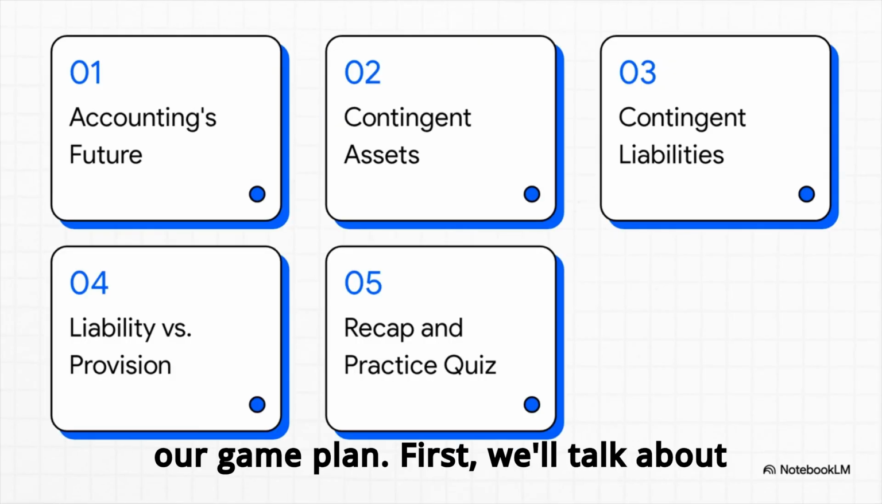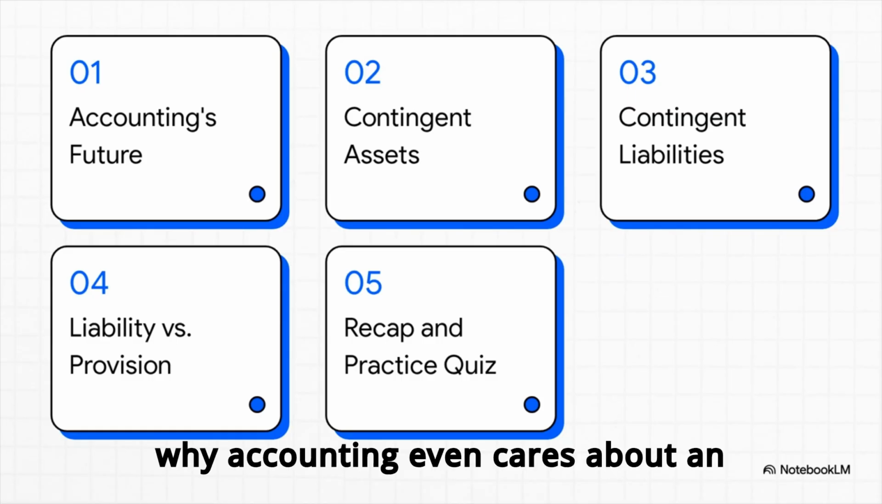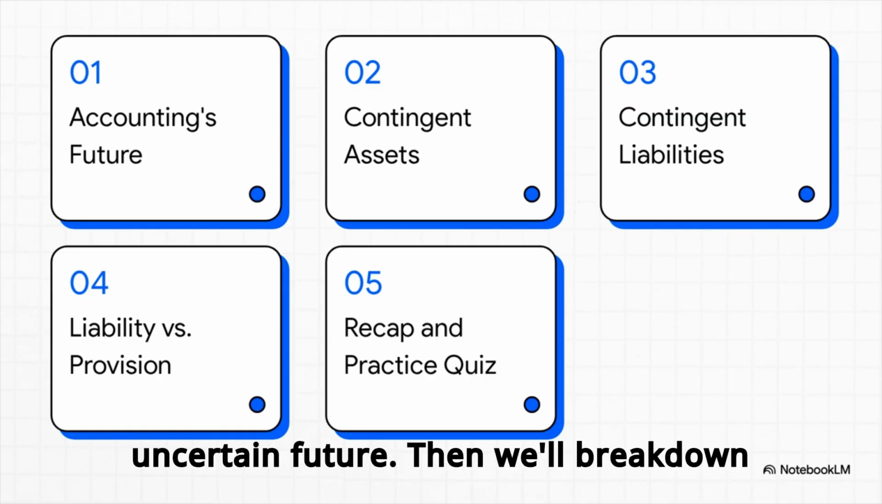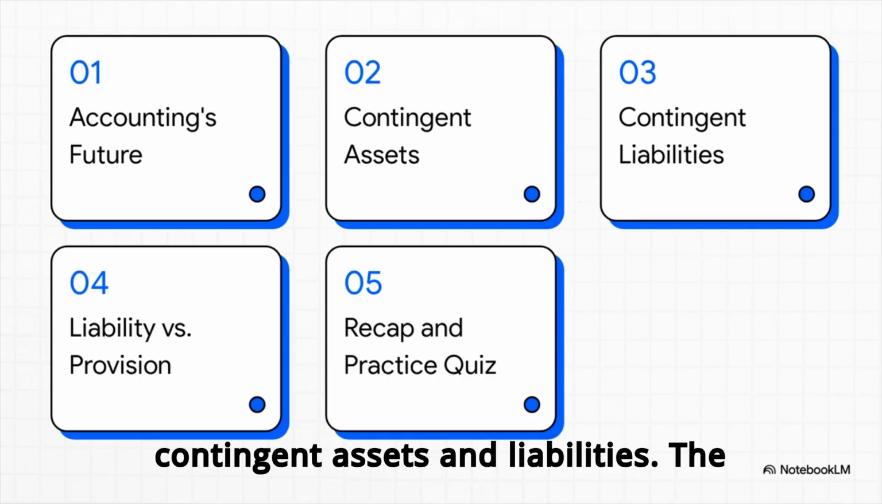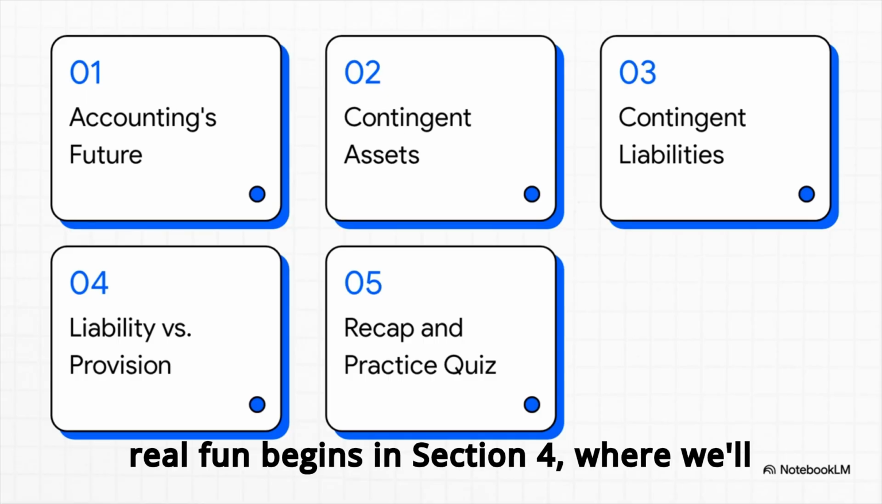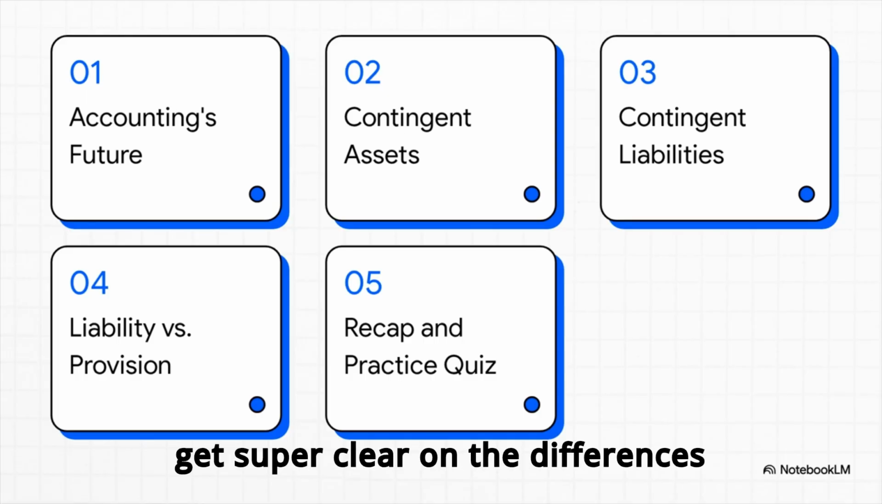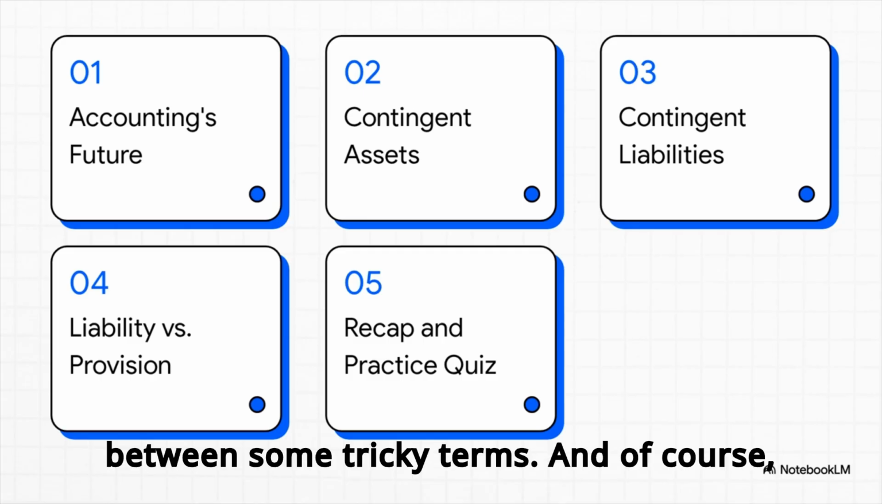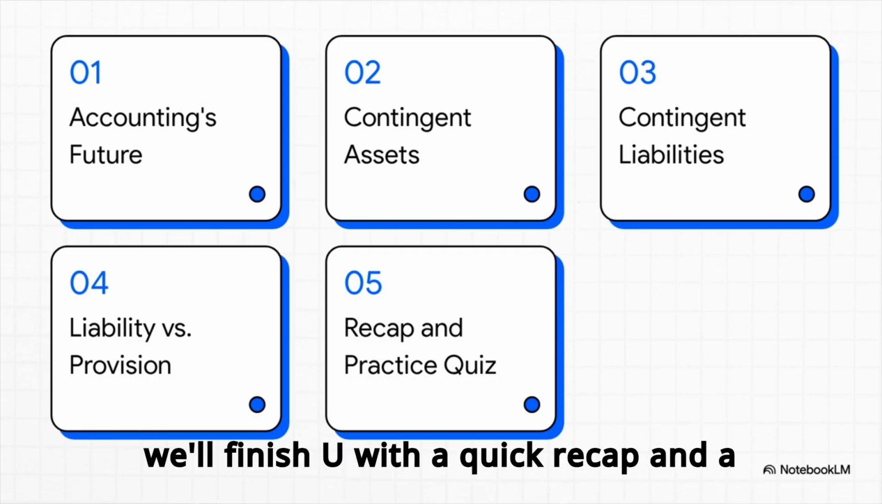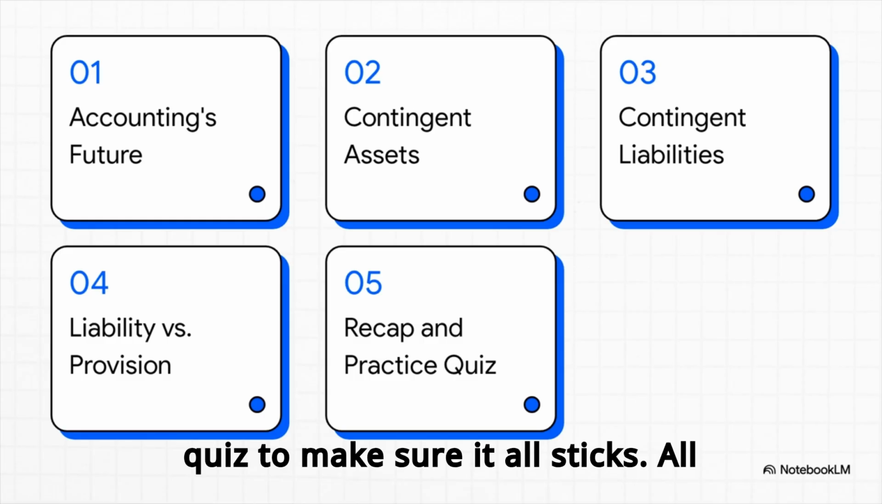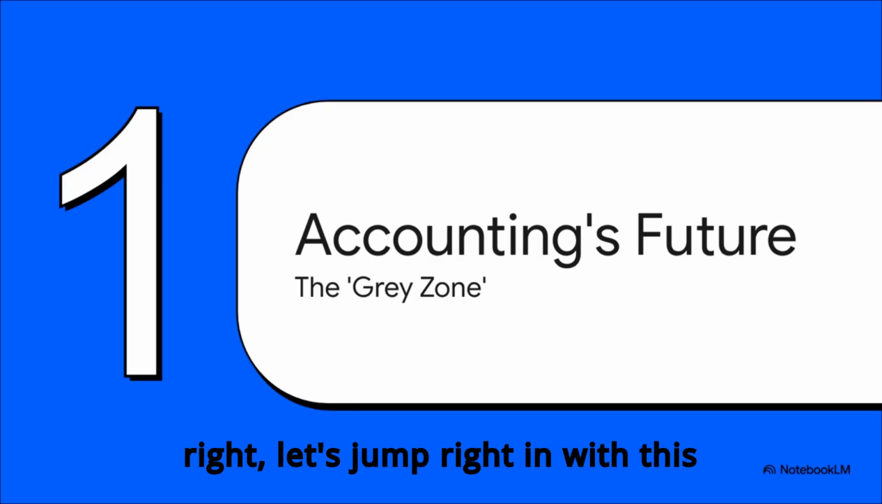So here's our game plan. First, we'll talk about why accounting even cares about an uncertain future. Then we'll break down contingent assets and liabilities. The real fun begins in Section 4, where we'll get super clear on the differences between some tricky terms. And of course, we'll finish up with a quick recap and a quiz to make sure it all sticks. All right, let's jump right in.